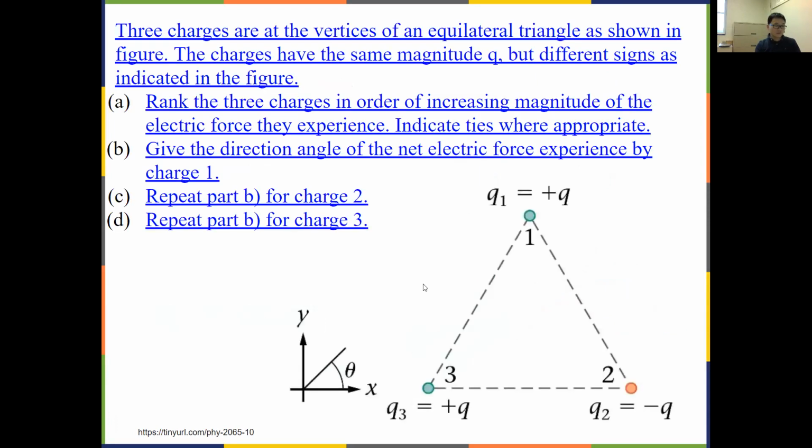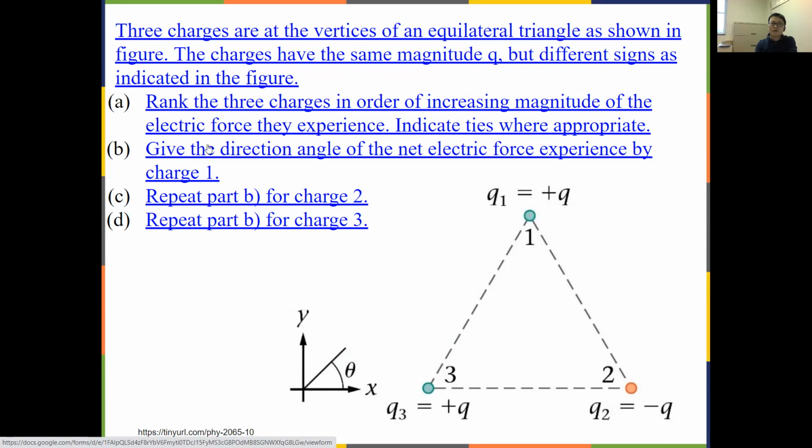So let's take a look at one example here. This one says you have three charges at the vertices of an equilateral triangle as shown in this figure. The charges have the same magnitude Q for each of them. So they are all Q, but different signs as indicated in the figure. So 1 is positive, 2 is negative, and 3 is positive. A. Rank the three charges in order of increasing magnitude of the electric force they experience.